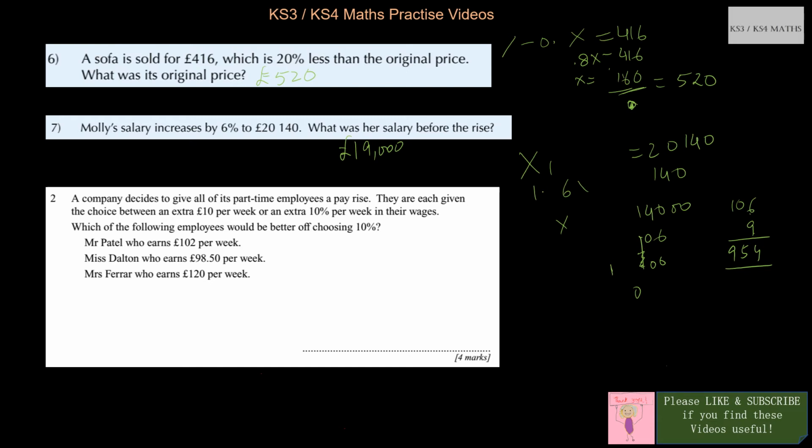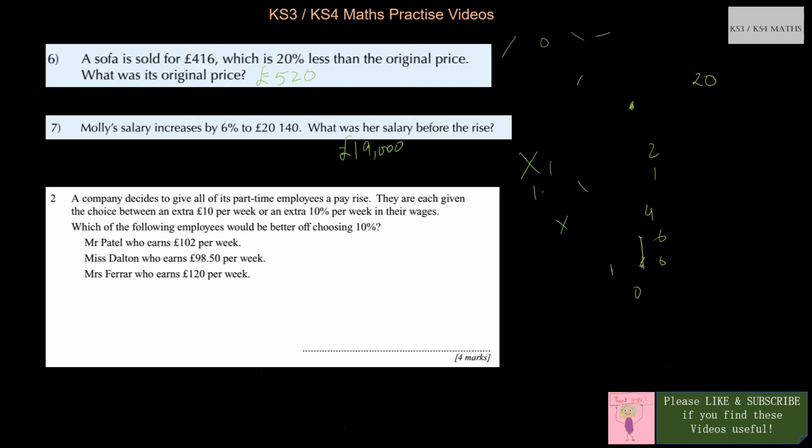So the next one is a company decides to give all of its part-time employees a pay rise. They are each given a choice between an extra £10 a week or an extra 10% per week in their wages. Which of the following employees would be better off choosing 10%?